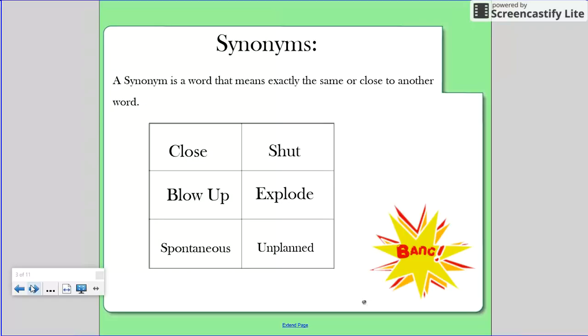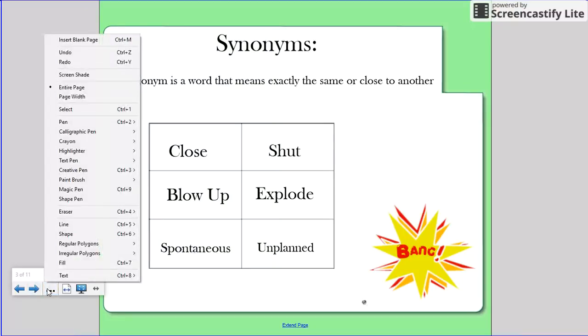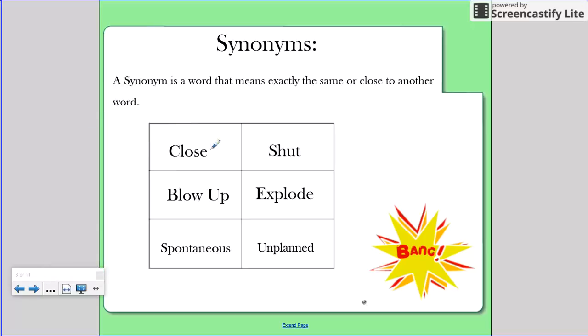All right, first up is synonyms. A synonym is a word that means exactly the same or close to another word. For example, if you were to close your door, you could say that you shut the door. Blow up, or explode. If you were watching an explosion, you could say that you heard it blow up or you saw it explode. If you were going on a trip, you could say that it was a spontaneous trip or that it was unplanned. Basically, synonyms are a replacement word.